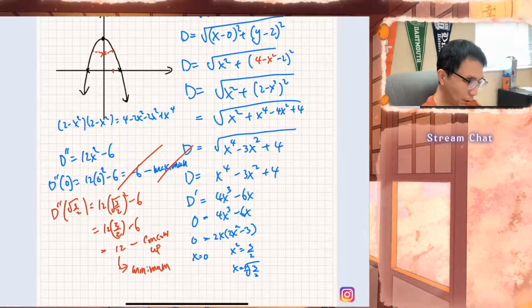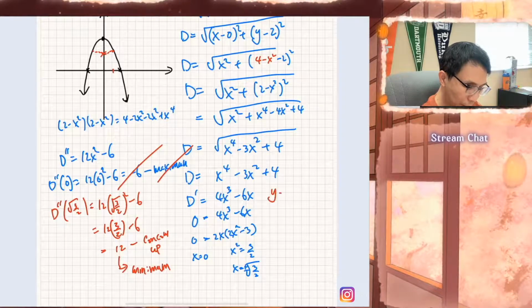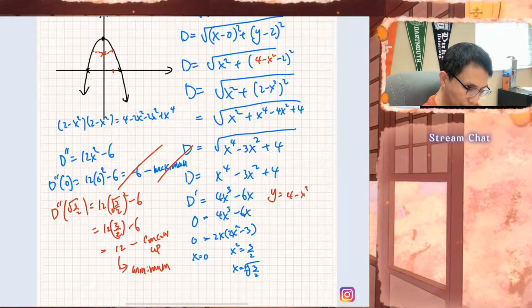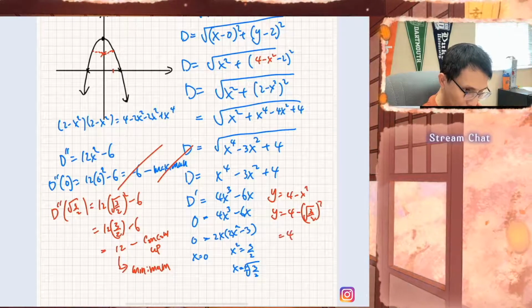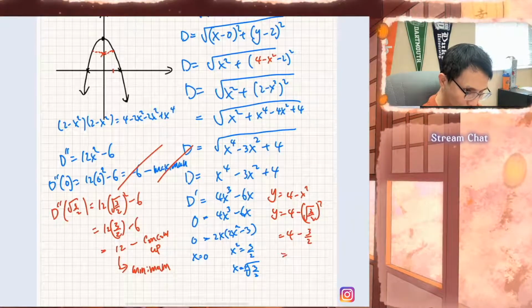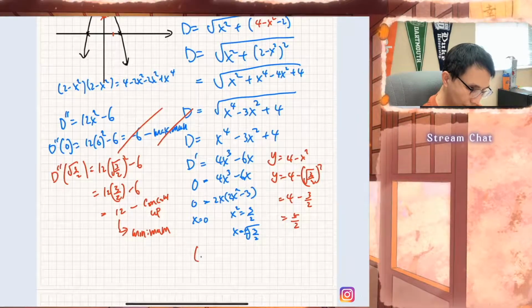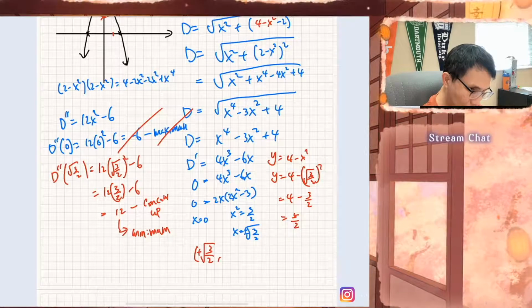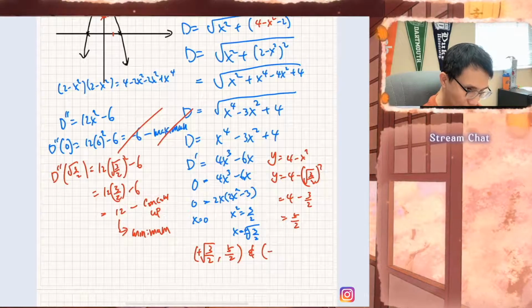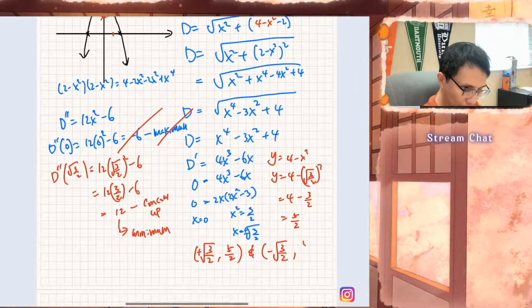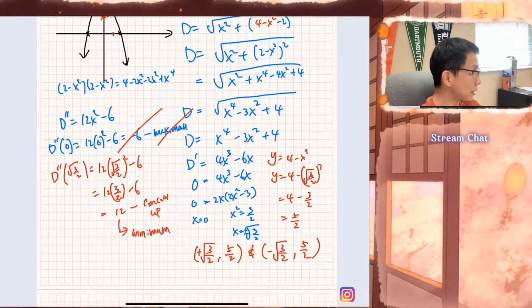Can I figure out a coordinate? Of course. We're going to take square root 3 over 2 and plug it into the original function, which is 4 minus x squared. y equals 4 minus square root 3 over 2 squared. That's 4 minus 3 over 2, equal to 5 over 2. So basically, you have the smallest distance at positive square root 3 over 2, 5 over 2, and negative square root 3 over 2, 5 over 2. Why? They are symmetrical, it's a parabola. Those two sides give the shortest distance.